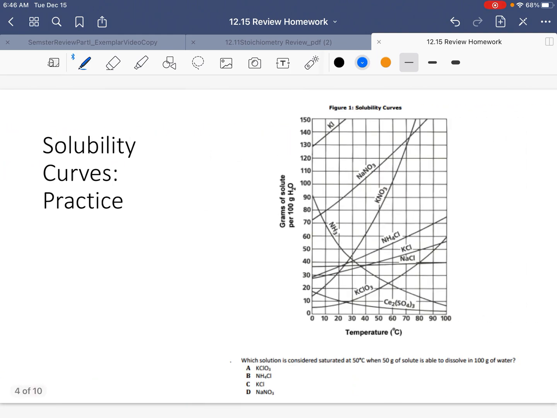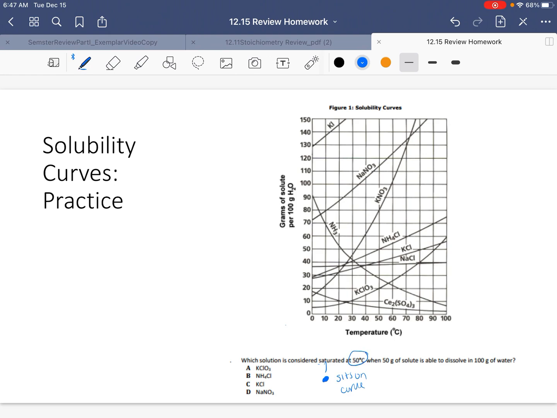So we'll do one quick problem. Which solution is considered saturated? So because it says saturated, we need to remember it sits on the line, sits on curve, the point. So saturated just means the point sits on curve. Again, if they're asking you for unsaturated, the point would be under the curve. And then if it's asking you for supersaturated, the point would be above the curve. I keep saying point because I want that to stick.